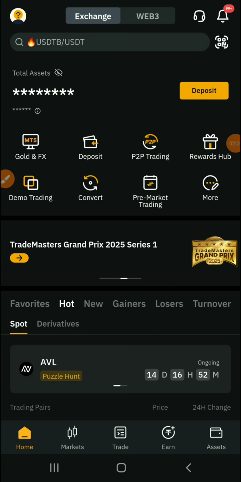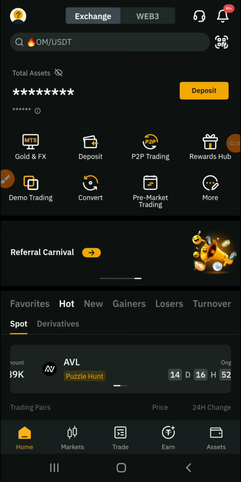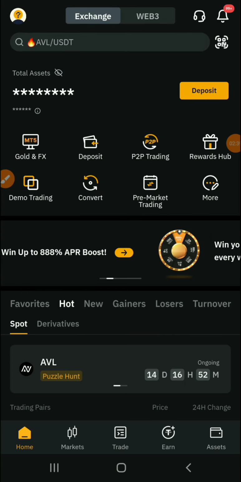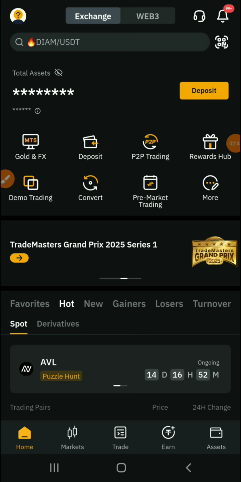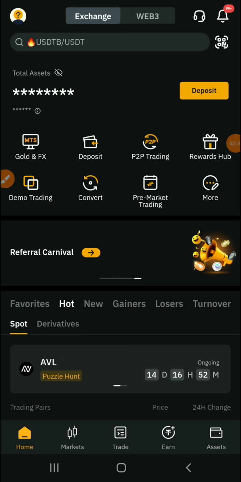So order blocks are categorized into two types, which are the bullish order block and the bearish order block. The bullish order blocks are caused by large buy orders, while the bearish order blocks are caused by large sell orders. Before we can trade using order blocks, we need to know how to correctly identify them.